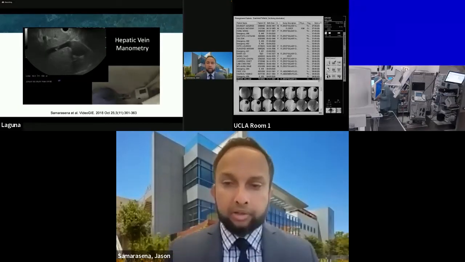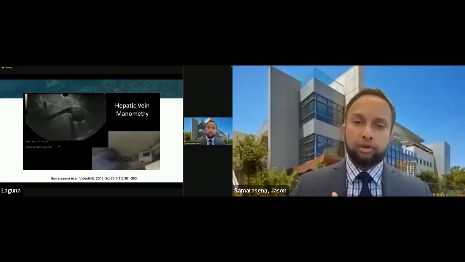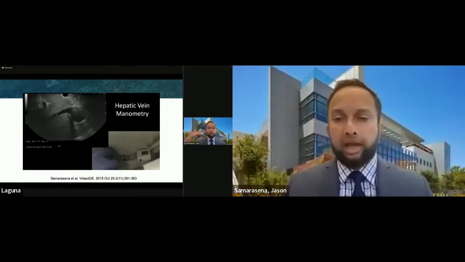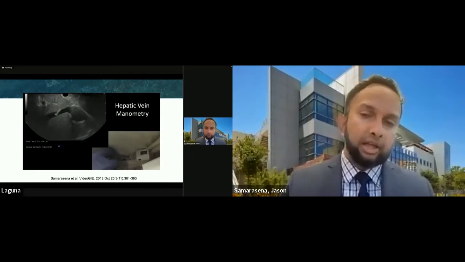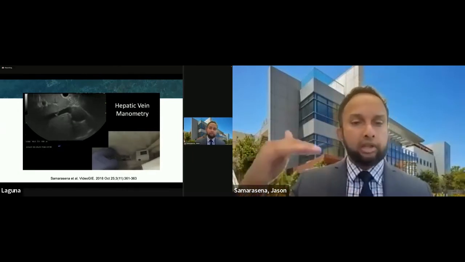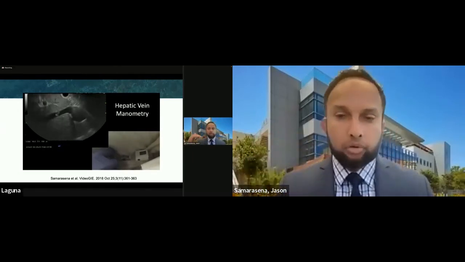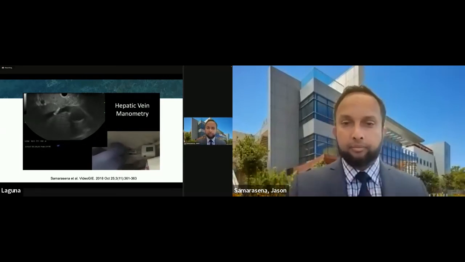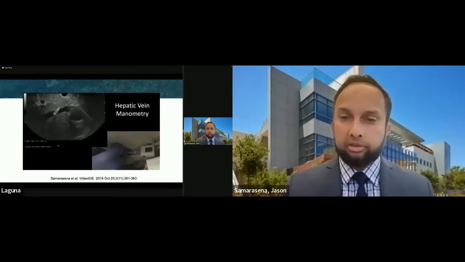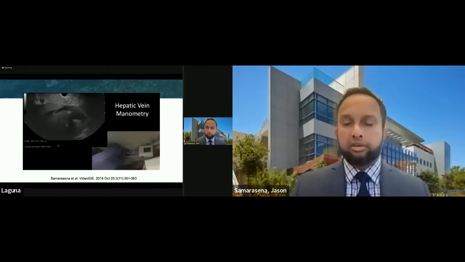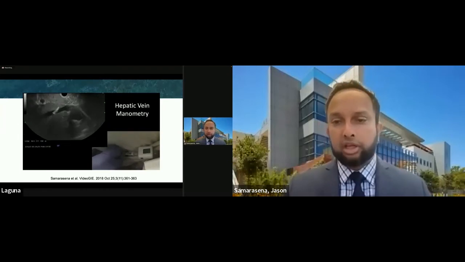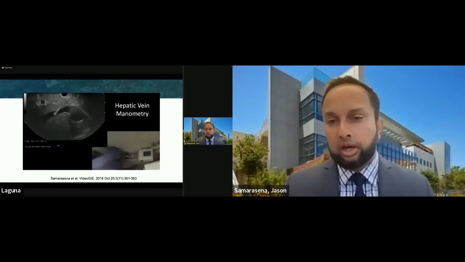What will happen on the manometer is the numbers will go very, very high, and then they'll slowly come down, and they'll level off. And then when it does level off, that number will be recorded as the number for that particular reading. And we'll repeat this 2 more times to get an average of 3 numbers in the hepatic vein. In this case, you can see the hepatic vein reading was 12.